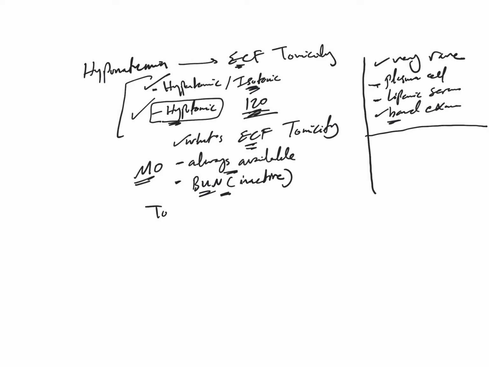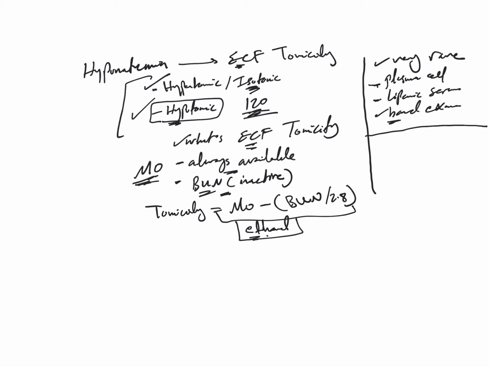So tonicity technically equals measured osmolality minus BUN divided by 2.8. That will give you tonicity. Somebody with end-stage renal disease and a BUN of 100 will appear hyperosmolar, but they are not hypertonic. Also, you need to be careful with the presence of ethanol, because these people will have a high measured osmolality compared to calculated osmolality, and then an osmolar gap, but you check and they have a high ethanol level. Ethanol, similar to BUN, does not contribute to tonicity. So you need to pay attention to that.